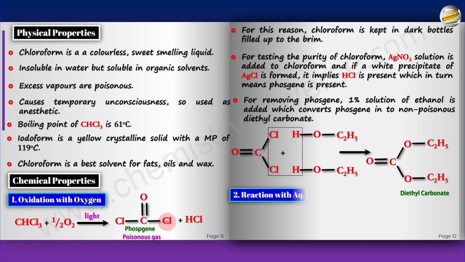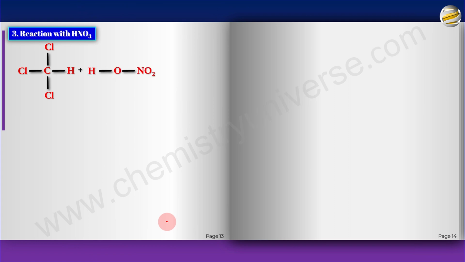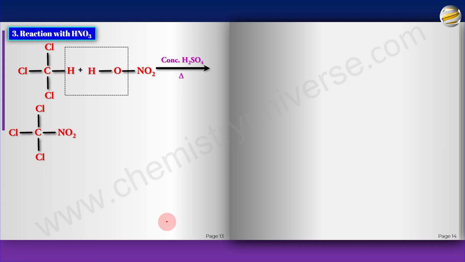Then you have reaction with KOH, and I think you can pretty well understand 3 Cls will be replaced by OH minus, and you'll get formic acid, and then in the presence of KOH, it will become potassium formate. Then you have reaction with HNO3, and here you have chloroform, you have HNO3, the OH and the H form water, the C joins with NO2, and this is what you get as tear gas, trichloronitromethane or tear gas.